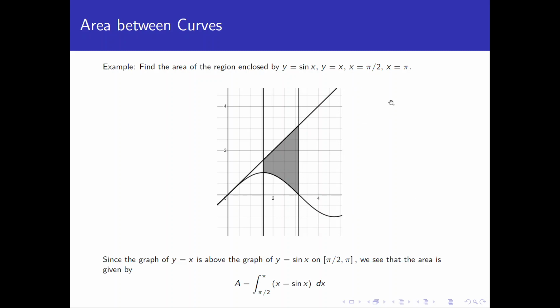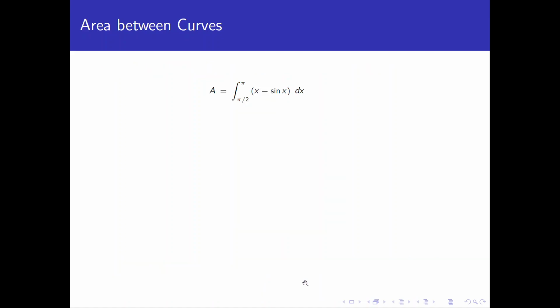On the interval from pi over 2 to pi, we see that y equals x is above y equals sine x the entire time. So x is the bigger function, sine of x is the smaller function, so to find the area, we'll do the integral from pi over 2 to pi of x minus sine x dx. Rather than trying to go through a limit of a Riemann sum, which would be really difficult here with the sine function in there, we're now going to use the fundamental theorem of calculus. So find an antiderivative.